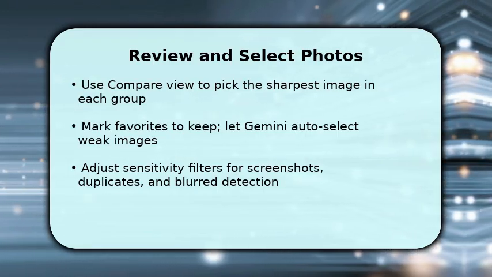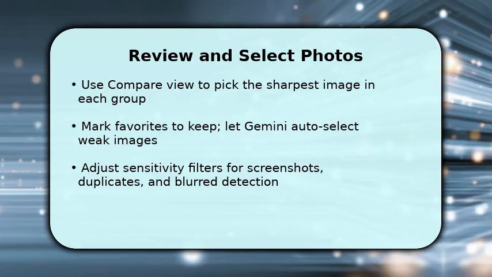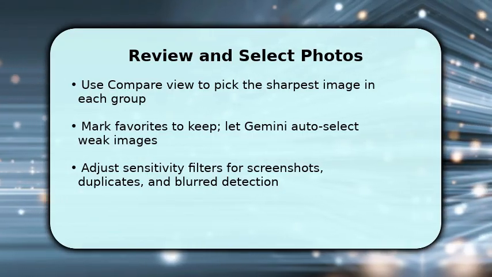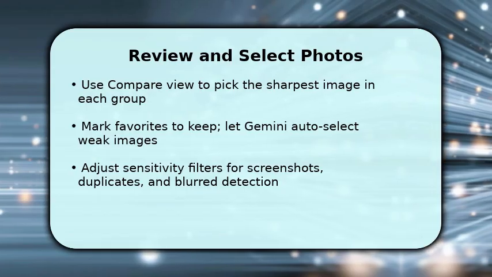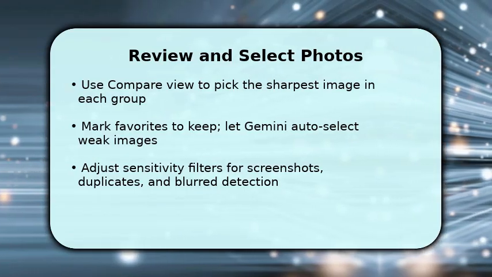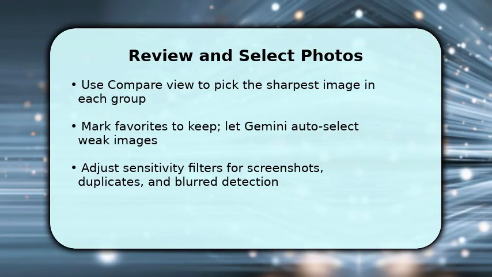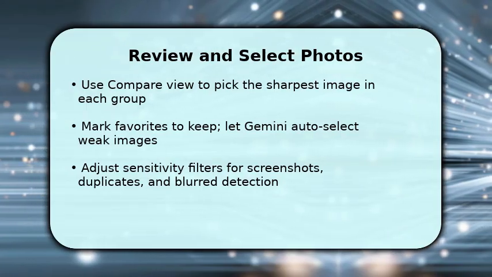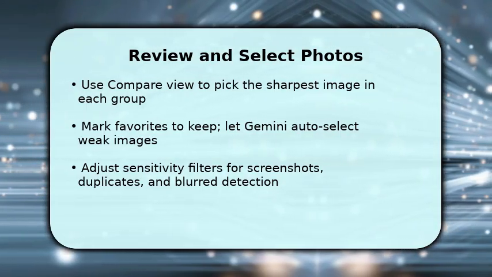If Gemini is flagging too many images, reduce sensitivity or change category filters. If it misses duplicates, raise sensitivity. Once done, skim each group quickly to confirm selections before finalizing. Finish by executing the cleanup.